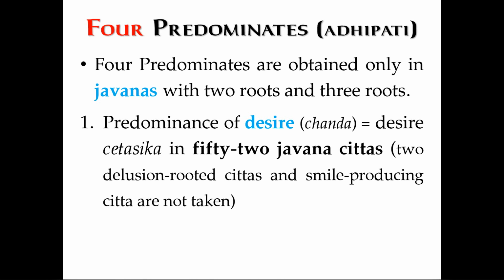Before we learn that, we have to know the 4 predominances. Number 1, desire. Desire is not a normal desire. Here, it is the desire cetasika in 52 javana chetas, because we have 55 javana chetas, right? 55 javana chetas. Before we learn this, I want to go back to the mind process.